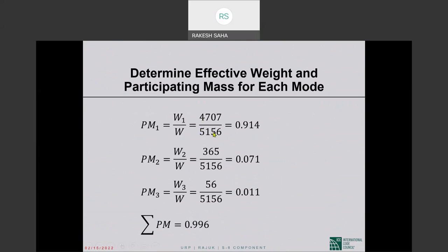Okay, so 51, 57 has become 56 somehow. Okay, so the effective weight, first mode effective weight 4707 divided by 5156 is 91.4%. The effective weight of the second mode divided by the total weight is 7.1%. And effective weight of the third mode divided by the total weight is 1.1%.